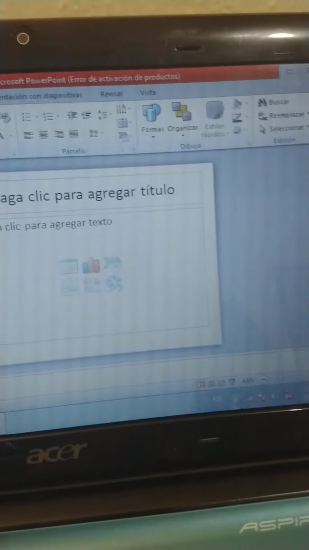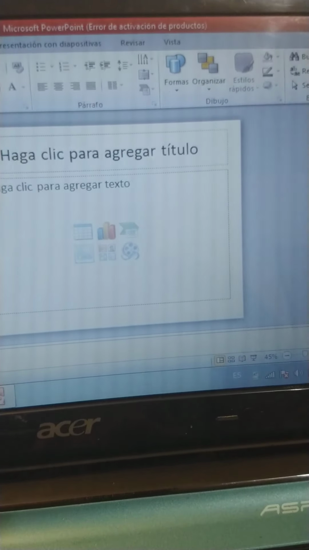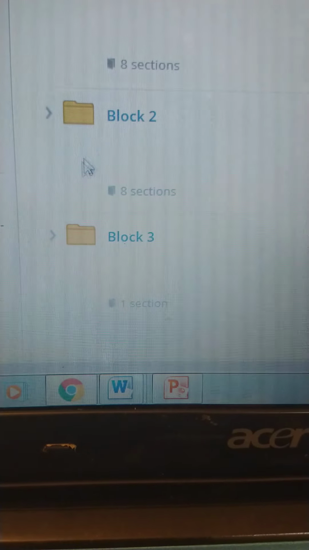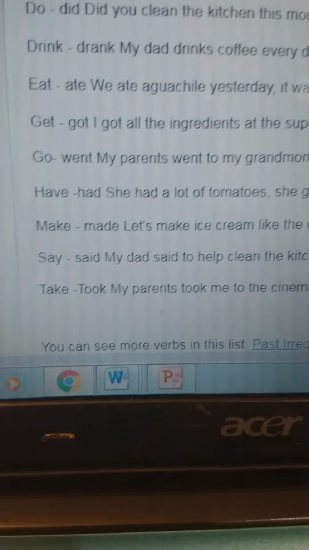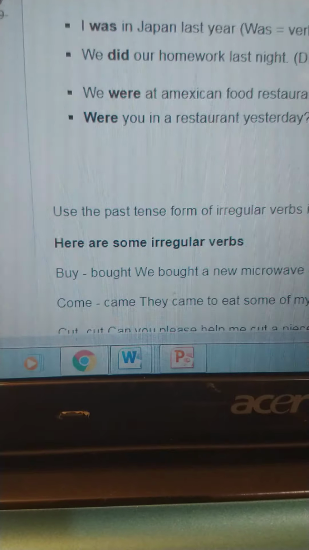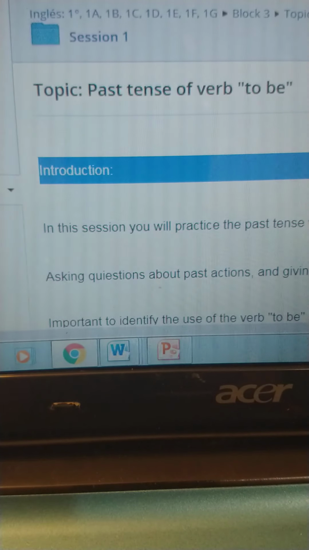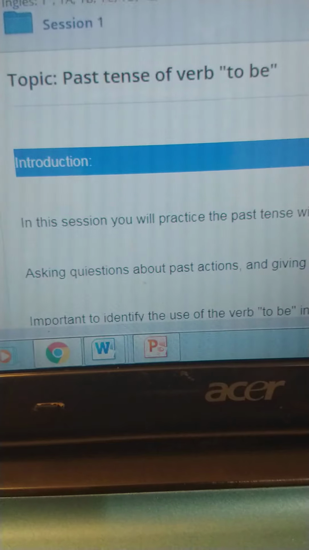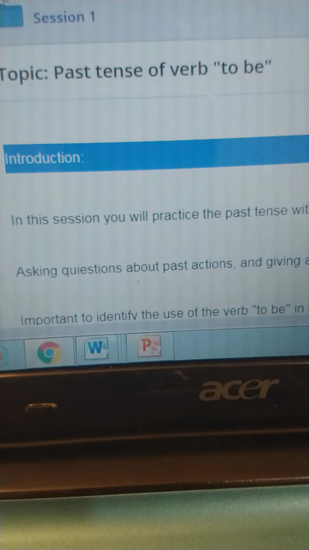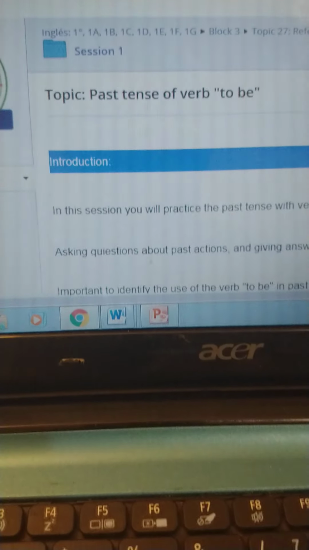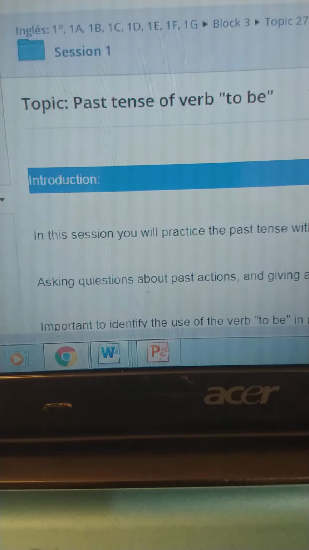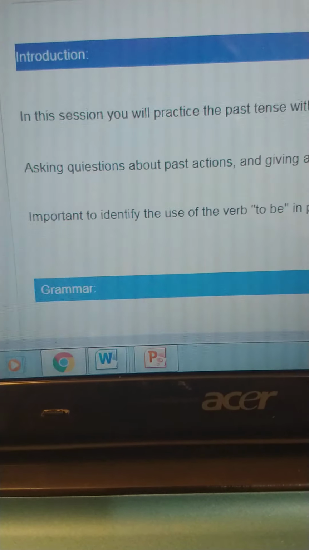Okay, so what to do now? Well, first we exit the PowerPoint presentation, and then we go to the Schoology platform and we go to block 3. We click on it and it's going to open the first file, past tense of the verb to be. Now, after you finish watching the video, we're going to work as a class in this part. So please go to session 1 in topic 27 so we can start working.